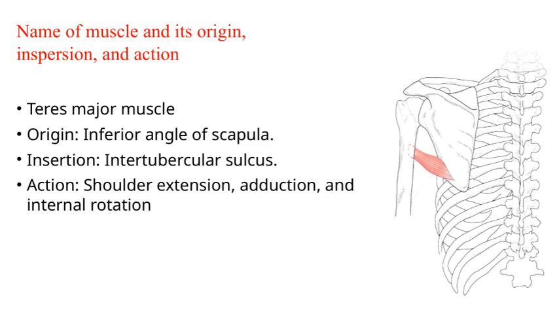Understanding the teres major helps us see how it contributes to complex shoulder motions and overall upper limb function. It's a great example of how muscles work together to produce smooth, coordinated movements.